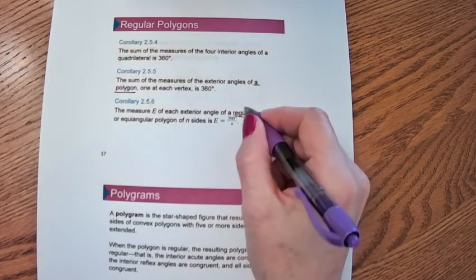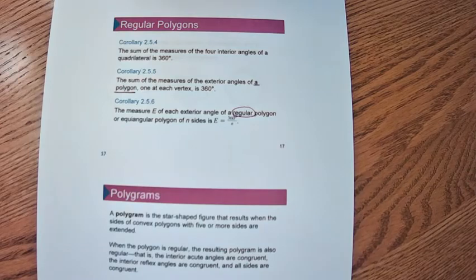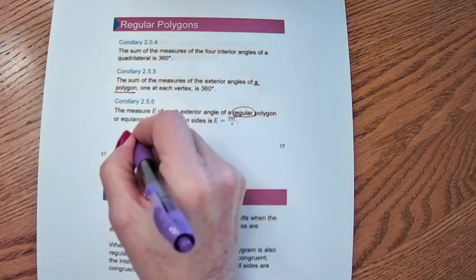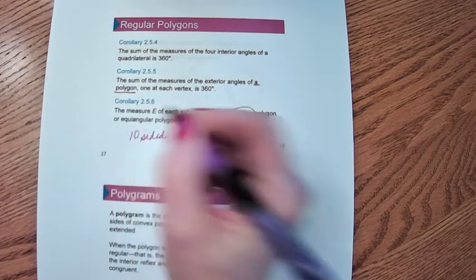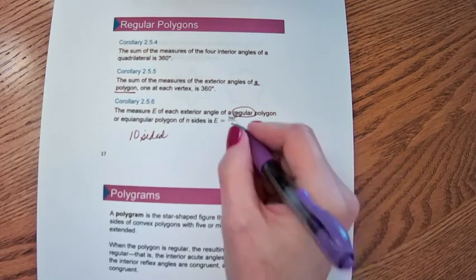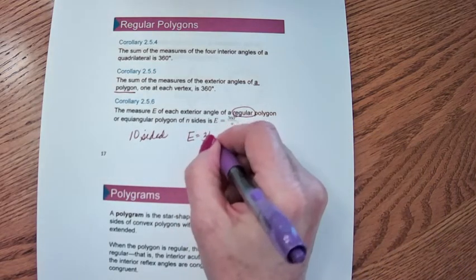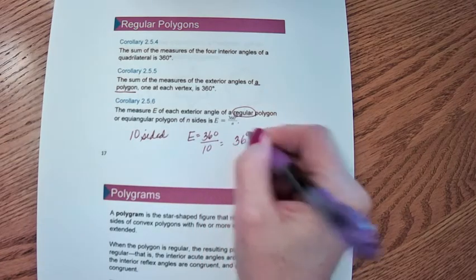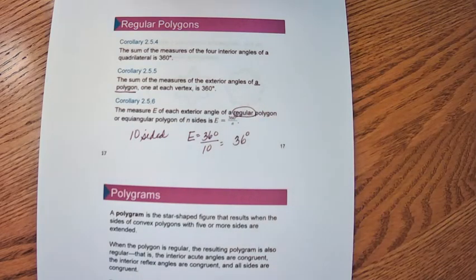And if it is a regular polygon, the measure of an exterior angle will always be 360 divided by the number of sides. So if it's a 10-sided polygon, if it's a decagon, each exterior angle is going to be 360 divided by 10. Each exterior angle is going to be 36 degrees. And when you add up all 10 of them, that would equal 360.